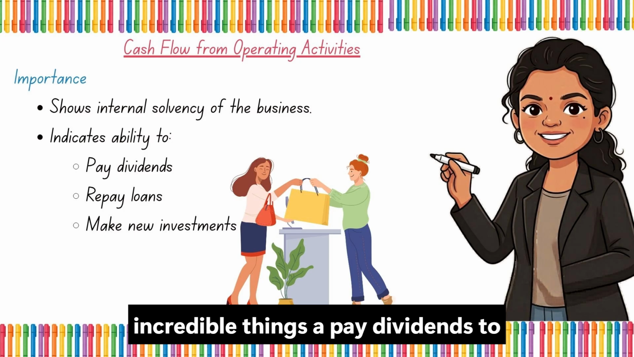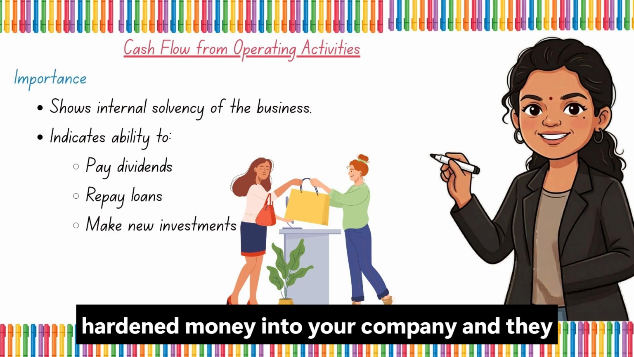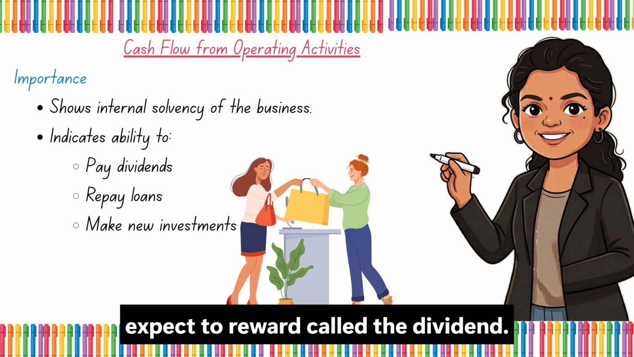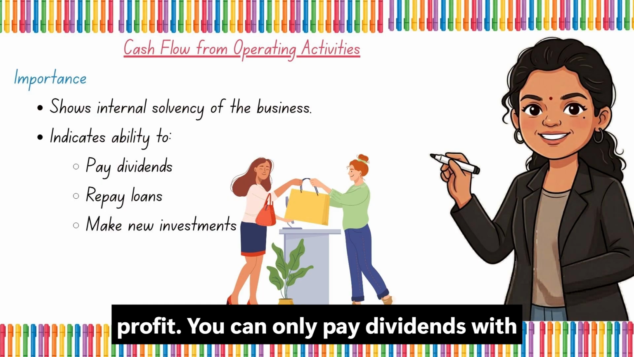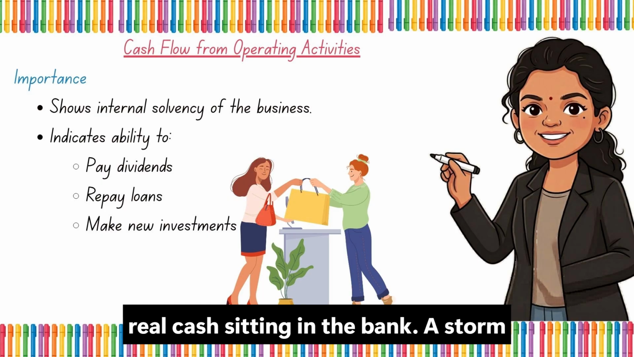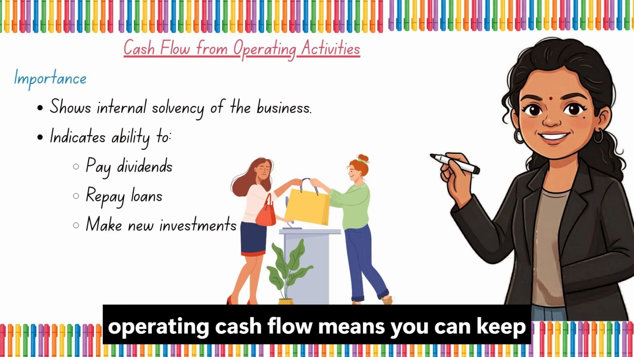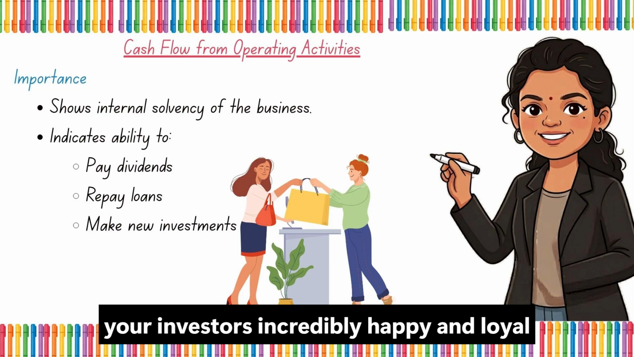A. Pay dividends to shareholders. Shareholders invest their hard-earned money into your company, and they expect a reward called a dividend. You cannot pay dividends using paper profit. You can only pay dividends with real cash sitting in the bank. A strong operating cash flow means you can keep your investors incredibly happy and loyal.